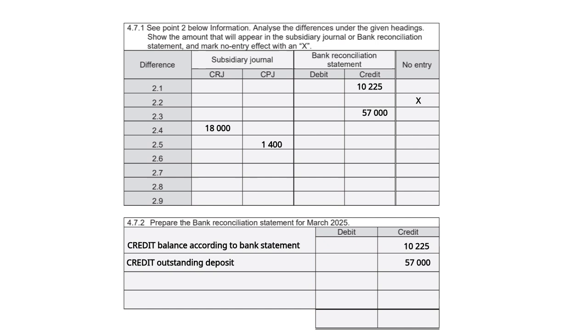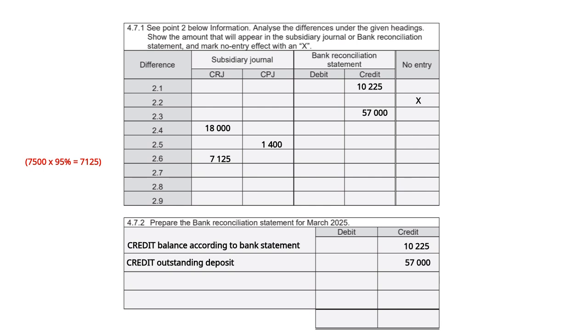Then 2.6. The bank statement shows an electronic transfer by a debtor as settlement of an account of 7,500 Rand after the discount of 5% was allowed. So always remember, we do not record the larger amount, we always record the amount after discount. So we are going to say 7,500 times 95%, which is 7,125. Just to show you the calculation for 2.6, it's 7,500 times 95% because you are getting a 5% discount. So we are only paying 7,125. So in our CRJ, we are going to record 7,125 in our CRJ column.